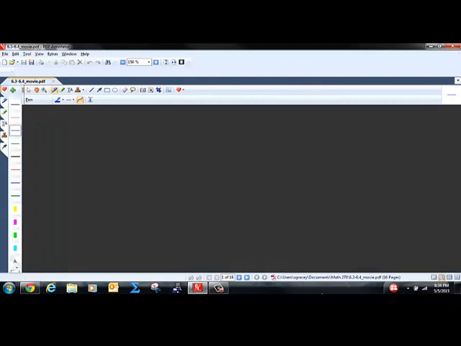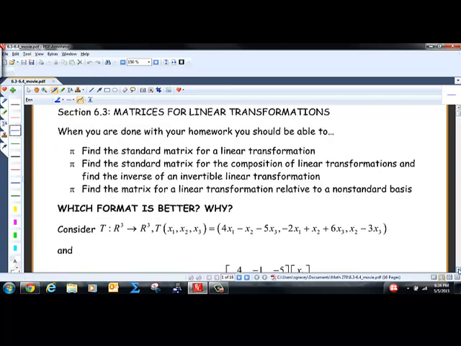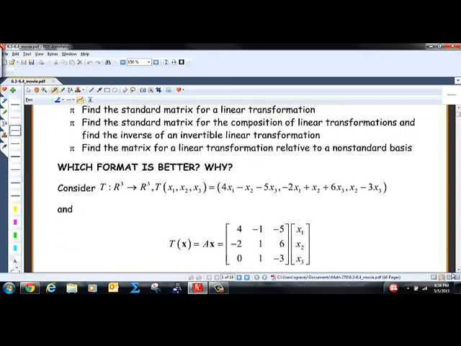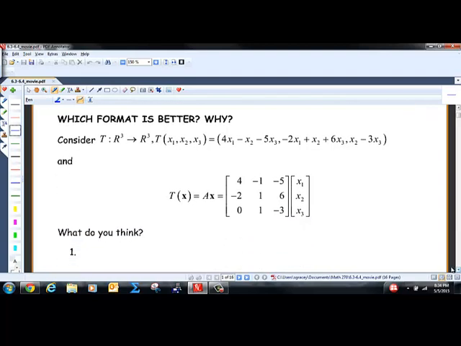We're covering sections 6.3 and 6.4 from the Larson Elementary Linear Algebra text. So here we go. The first part deals with matrices for linear transformations. You can read our goals there at your leisure, but let's go into talking about which format would be better.